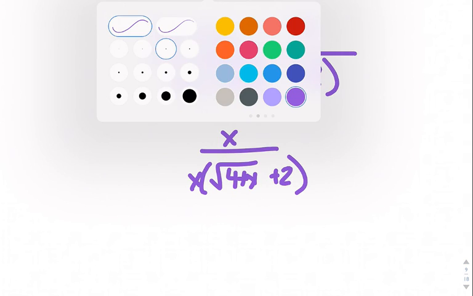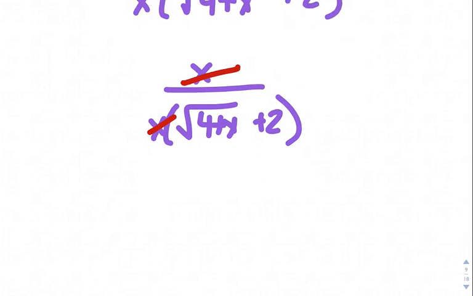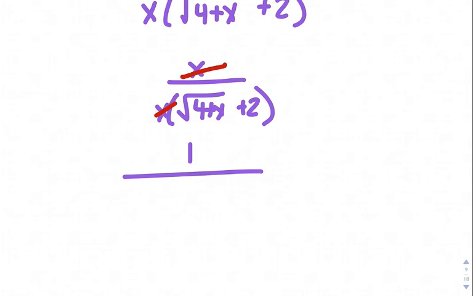Now, if you notice, this is why I didn't expand the bottom, because the x's cancel now. So just like your 4's, your x's cancel. So I'm left with 1 over radical 4 plus x plus 2. So at this point, I needed to get this x to go away, because if I plugged in 0 there, my denominator would still be 0, which would make it undefined. So that's why I needed to cancel it, and that's why I didn't distribute.